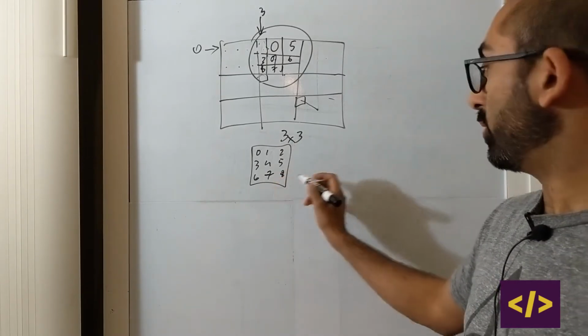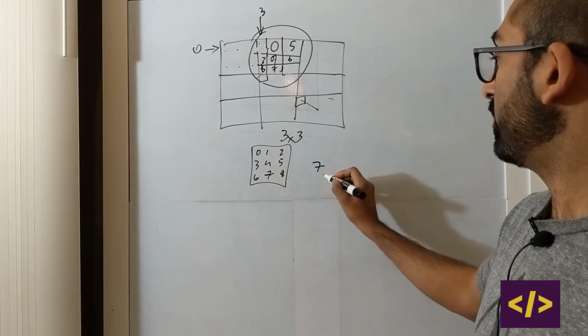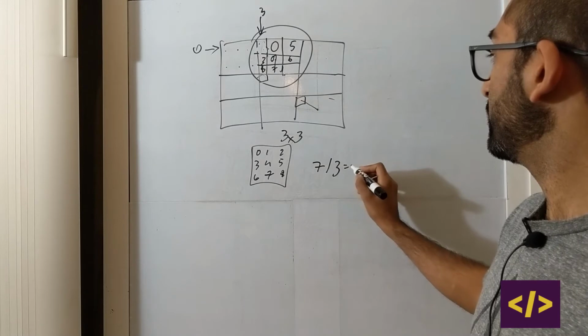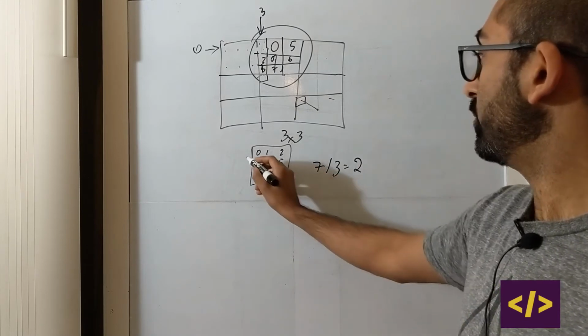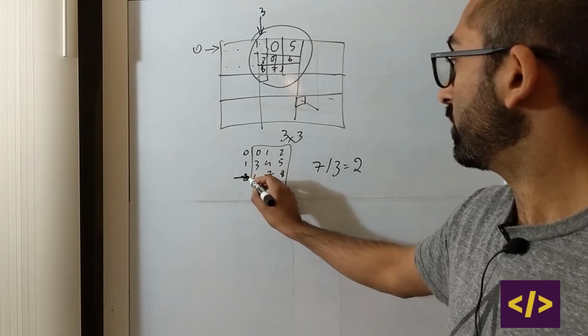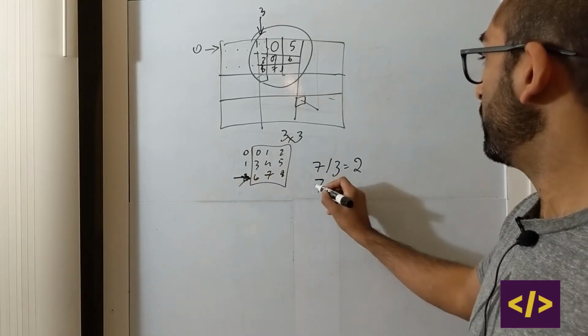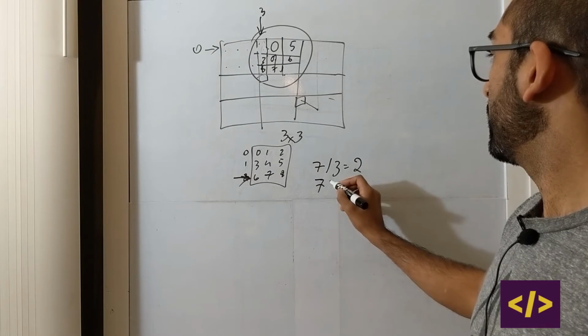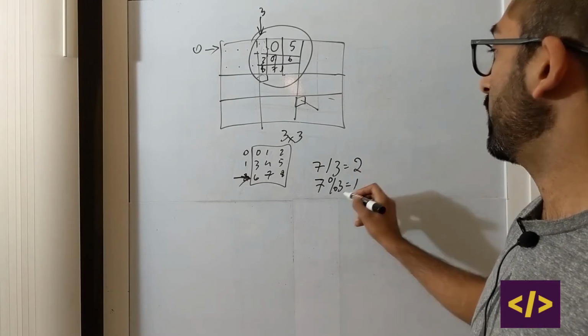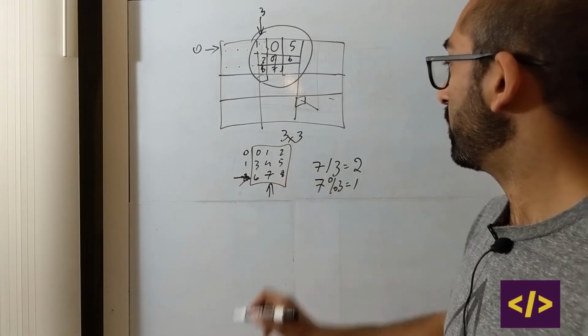So to find the row number, you would do 7 divided by 3, which is 2. So you know that you are at 0, 1, 2. You're here. You know you're here. And if you do 7 modulus 3, you get 1, and then you get the column number.